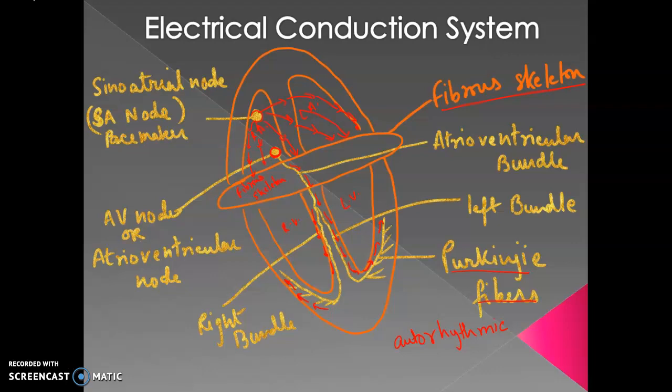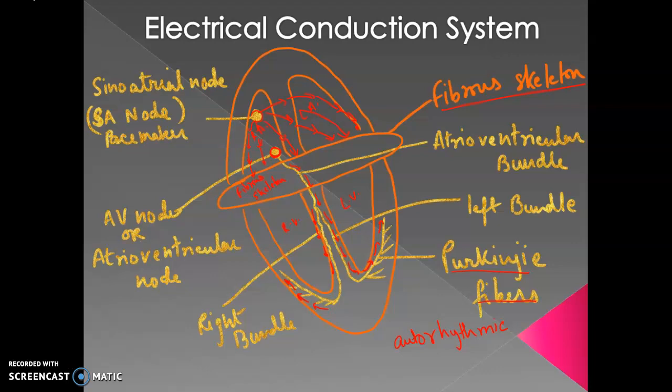So let's review this one more time. The SA node starts firing action potentials. The action potentials spread all over the atria and hit the fibrous skeleton. As it hits the fibrous skeleton, most of the impulses die. The only place that holds the impulse is the AV node. Remember, the AV node holds the impulse for about 0.1 to 0.2 seconds.